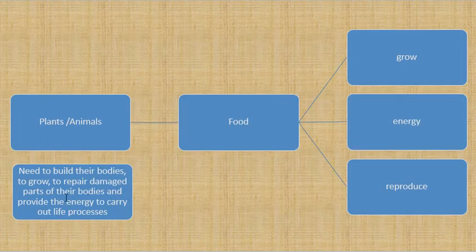Okay, now why do we need food? We need food to build the bodies, to grow, to have energy, to repair the damaged cells and for reproduction. So if we need energy for the life processes, we need to have food. That is, we need to have nutrition. Now plants and animals need food to grow.